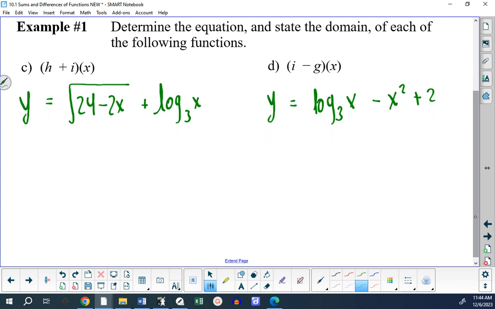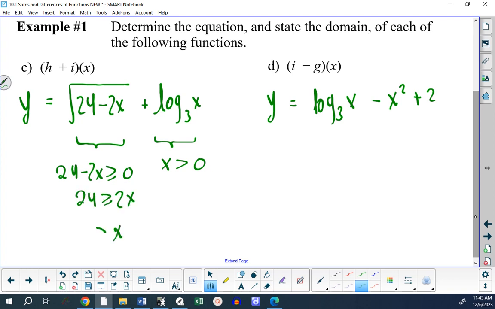So what are the domains? Well, the domain of this is x is greater than 0. You should know that from the previous unit because one of two ways to look at it. You either can't take the logarithm unless it's greater than 0, or there's an asymptote there. This one, you're going to say 24 minus 2x is greater than or equal to 0. So x is less than or equal to 12.